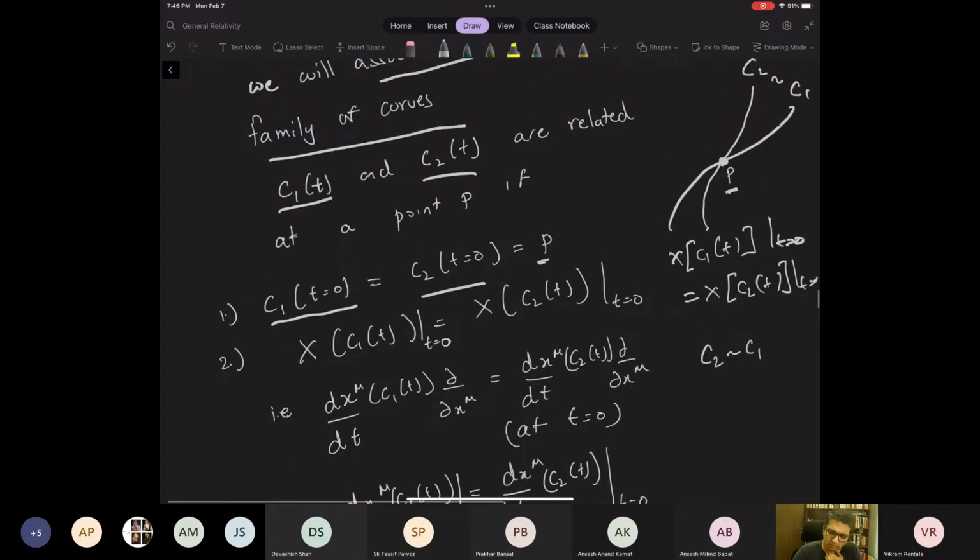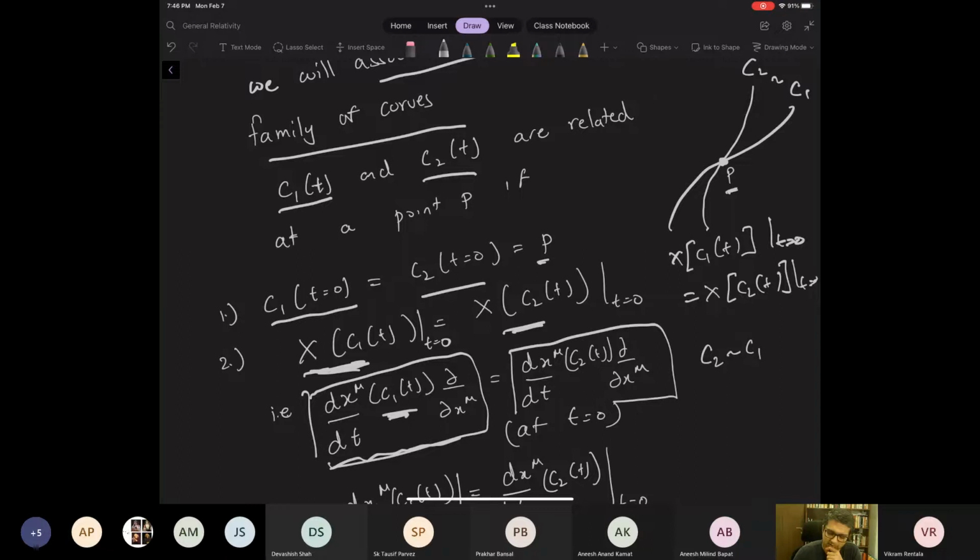Okay, so what do we mean by the operators being the same? Well, we can think of it in a coordinate representation. What we're saying is that dx^μ/dt for curve 1, times ∂/∂x^μ, evaluated on curve 1, is equal to dx^μ/dt on curve 2, times ∂/∂x^μ, again evaluated at t equals 0. If these two quantities are the same, then we say C2 is the same as C1.